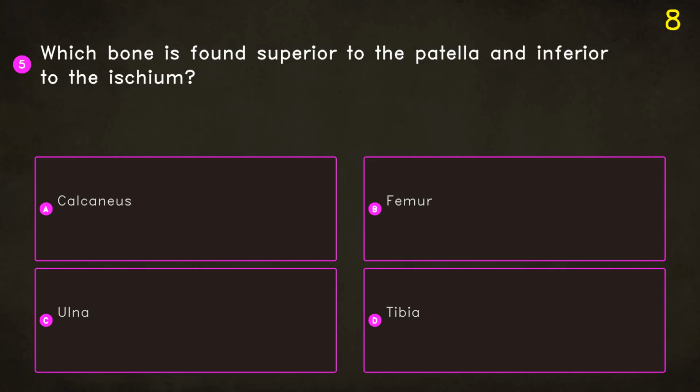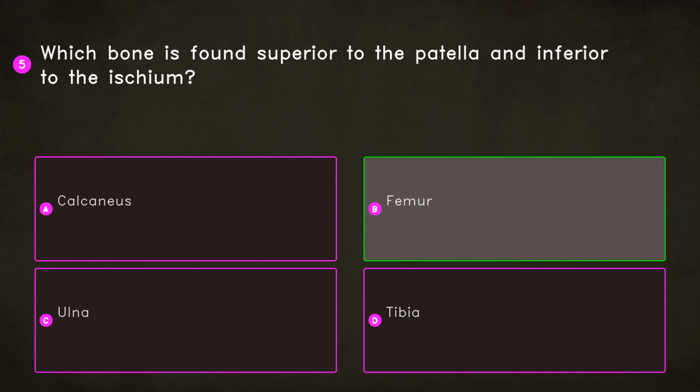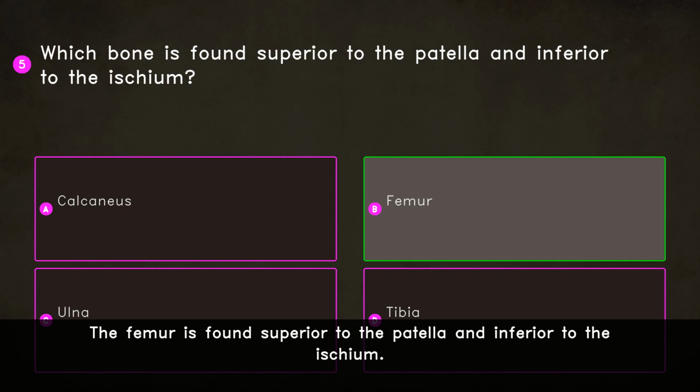Question 5. Which bone is found superior to the patella and inferior to the ischium? A. Calcaneus. B. Femur. C. Ulna. D. Tibia. The correct answer is femur. The femur is found superior to the patella and inferior to the ischium.